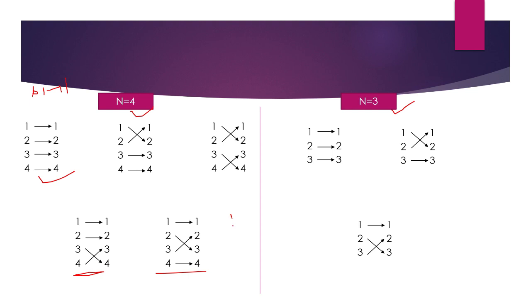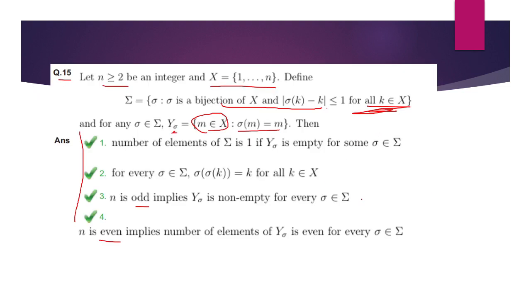We didn't take this condition where 1 maps to 2, 2 maps to 3, 3 maps to 4, but 4 would have to map back to 1. This makes the answer wrong, therefore this won't be considered. Okay, and n is equal to 3, the same story.